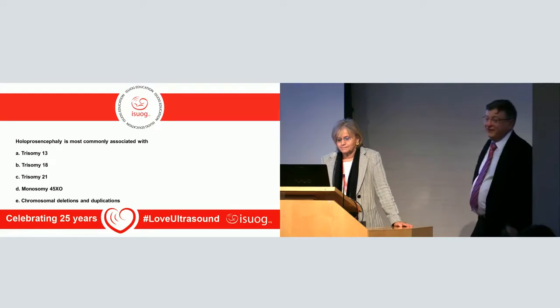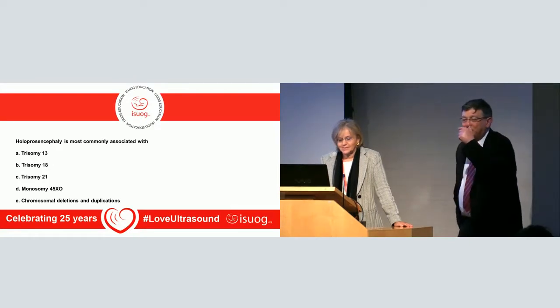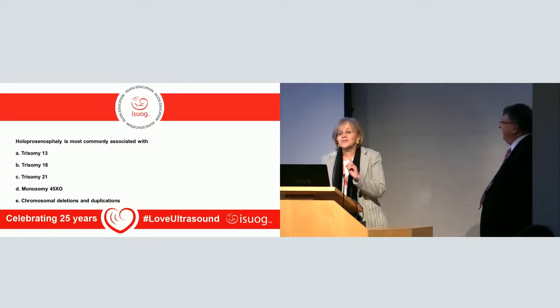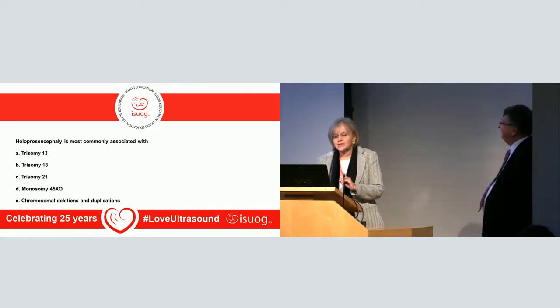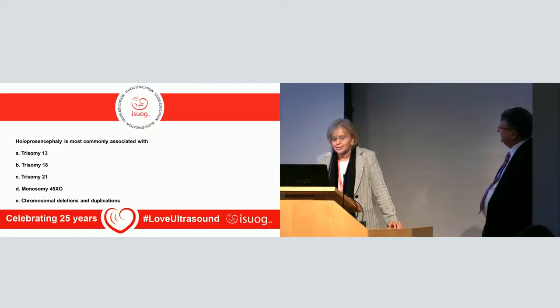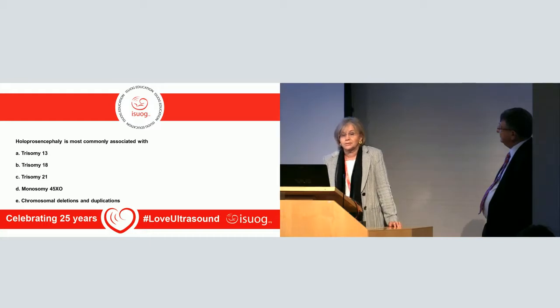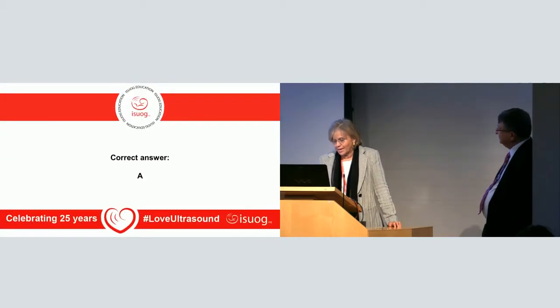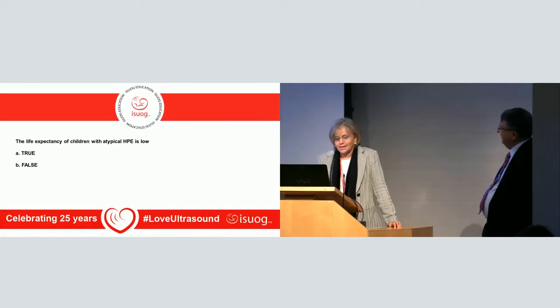The guy that worked in the gas station was the one with agenesis of corpus callosum. It's not this one. So this one is very easy. Holoprosencephaly is most commonly associated with: A, trisomy 13, B, trisomy 18, C, trisomy 21, D, monosomy X, or E, chromosomal deletions and duplications. A. Very good.